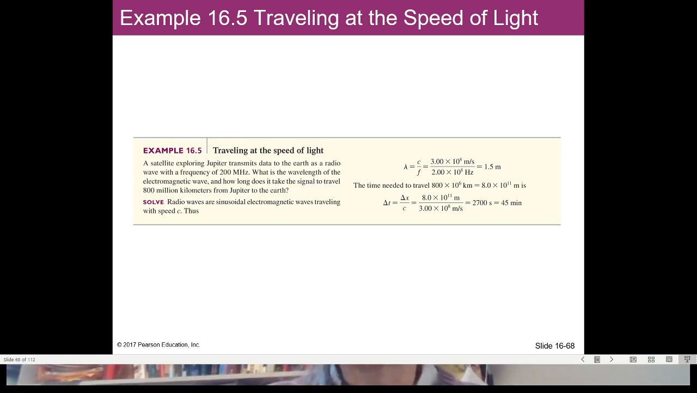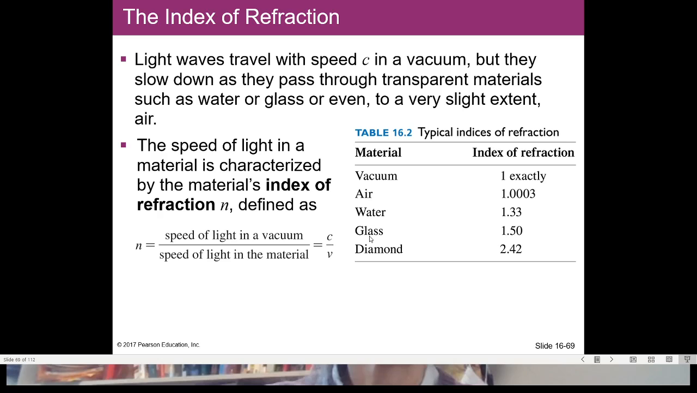Okay, here's a simple numerical example to get an idea of how long it takes a signal to travel from Jupiter to the Earth. They all travel at the speed of light c. We want to know how long it takes to travel 800 million kilometers, so all we have to do is take the 800 million kilometers and divide by the speed, and that gives us our delta t.